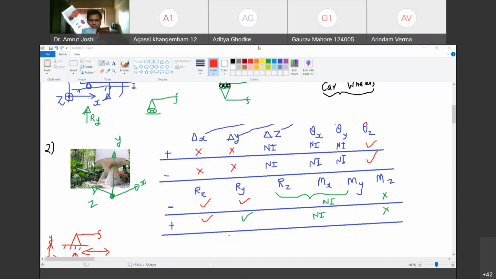Are you with me? Y. This is x. And coming towards you is z. Happy? Now try to pull this member in positive x direction.